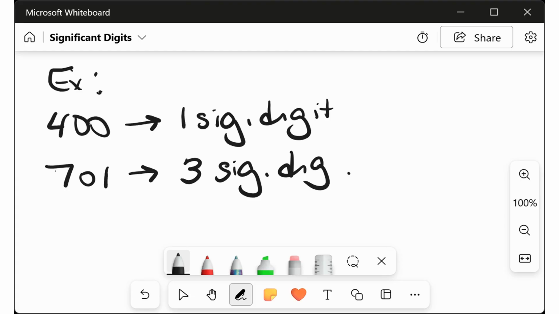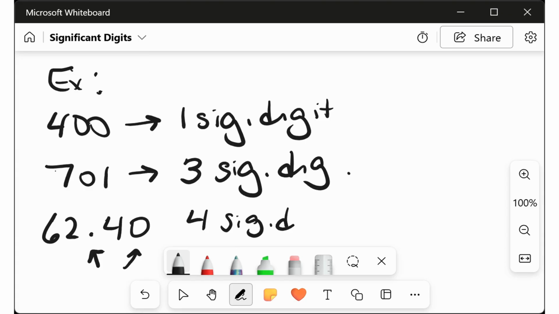And let's look at this one. Let's say that we have the number 62.40. Okay. So because this zero is on the right-hand side of the decimal point, it becomes significant. So this has four significant digits. Okay.